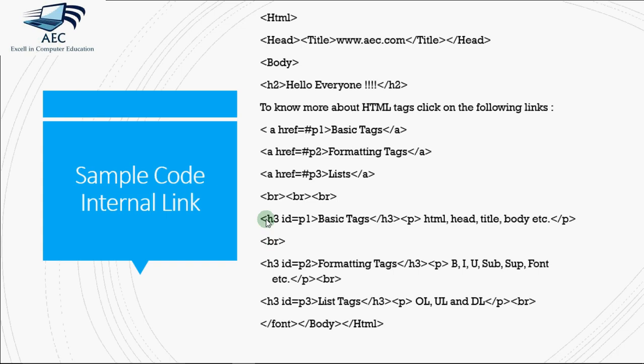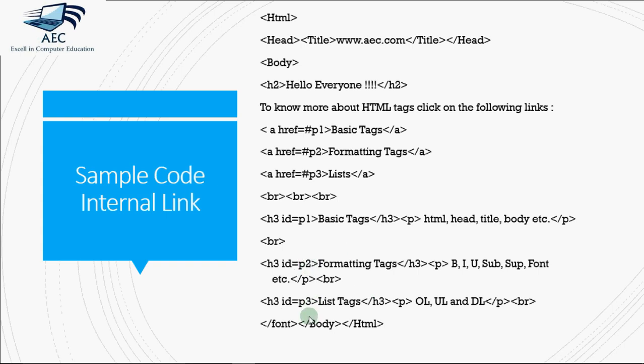We can also use a tag over here to create a position. For that, we have to write name is equal to p1. That will create the location named p1 over here. So either way, you have to create the location. So we have created three locations here. One is p1, this is p2, and this is p3.